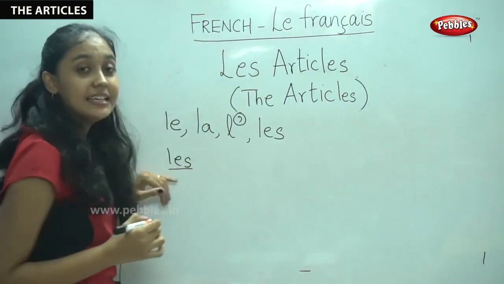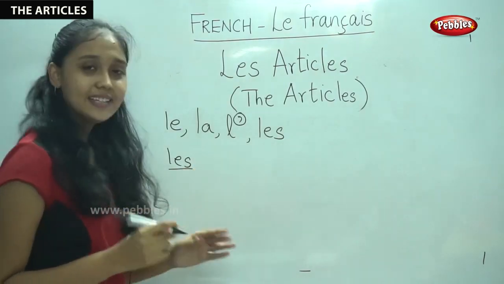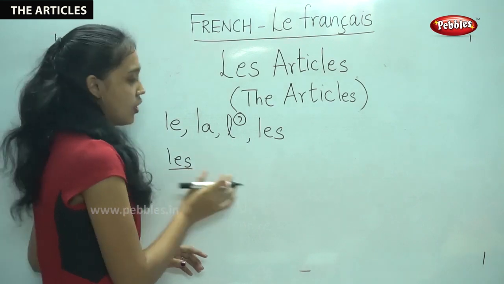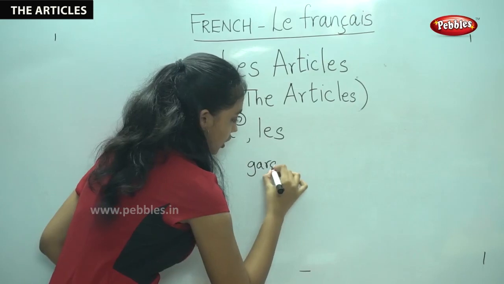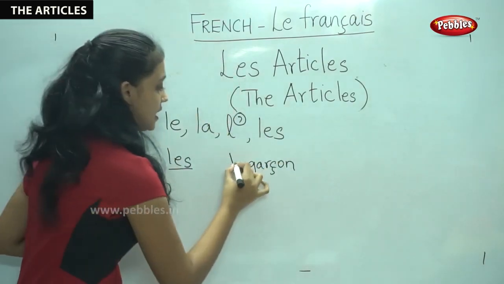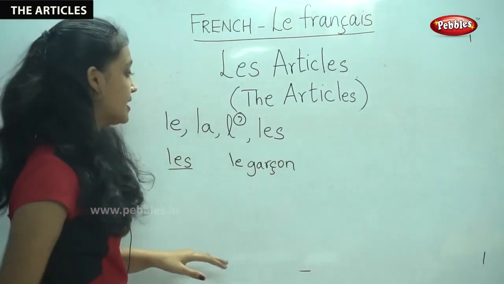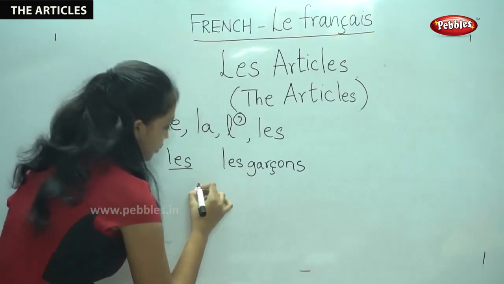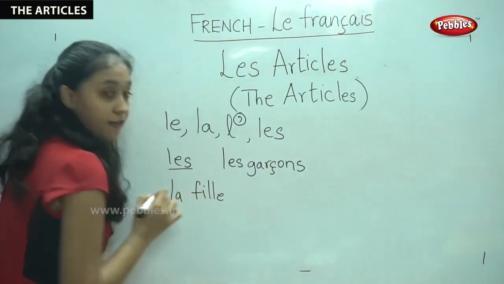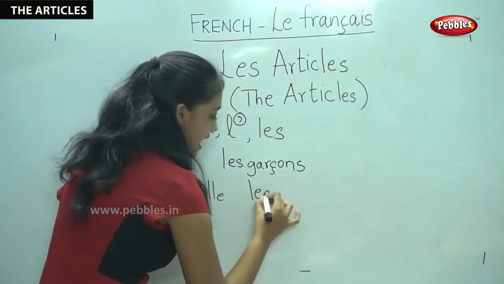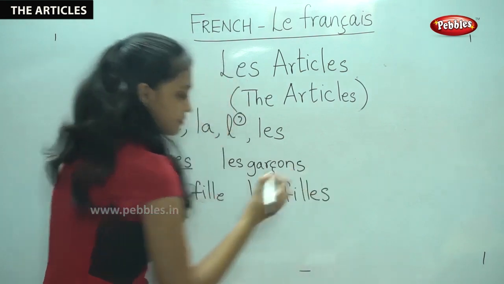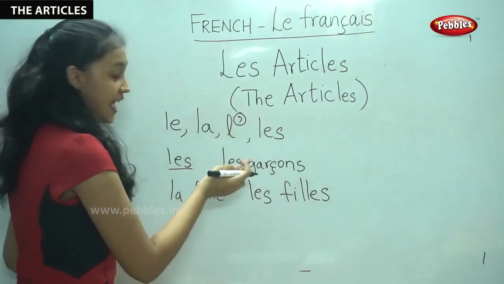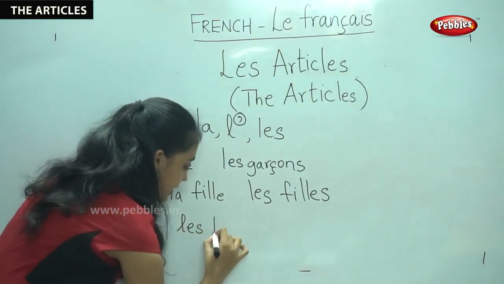Les. The article les is placed before a noun which is either masculine or feminine plural. So any noun that is in plural will be preceded by les. For example, we saw the word garçon for the article le. We say le garçon. However, if it is in the plural form, garçons, then instead of le, we will place les. Similarly, for the word fille, when it is singular, you will say la fille. However, in the plural form, it becomes les filles. L'hôtel. Even the words which need l apostrophe, if it is in the plural form, we would write L-E-S. Les hôtels.